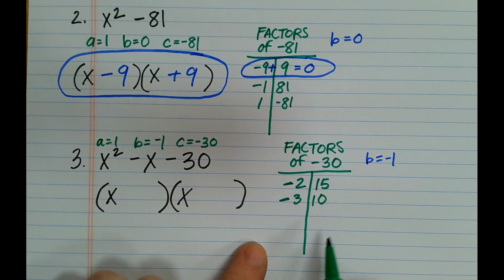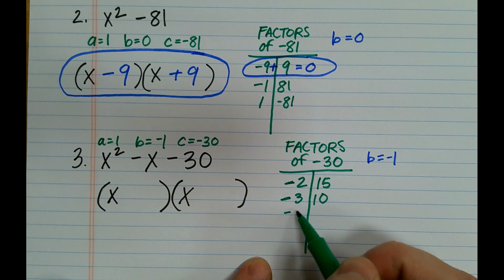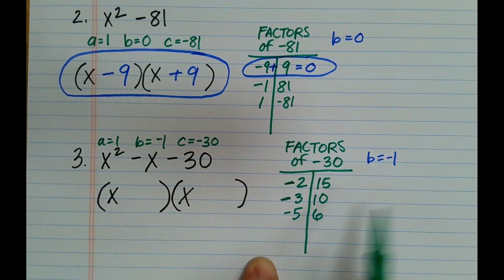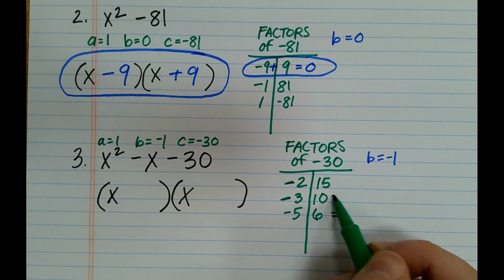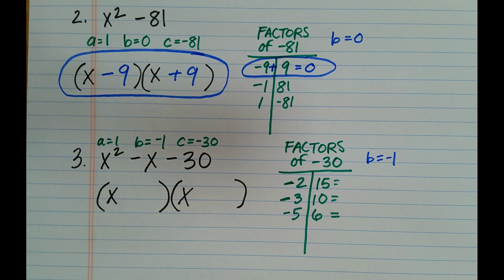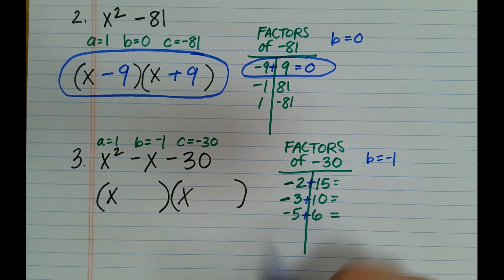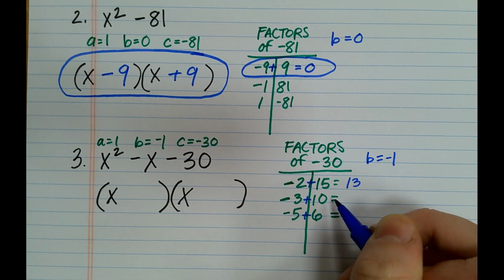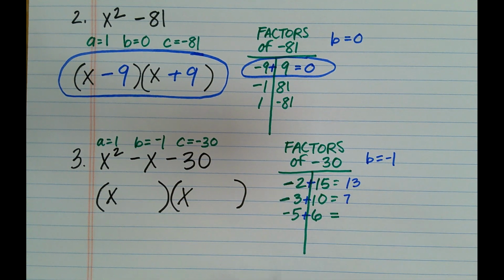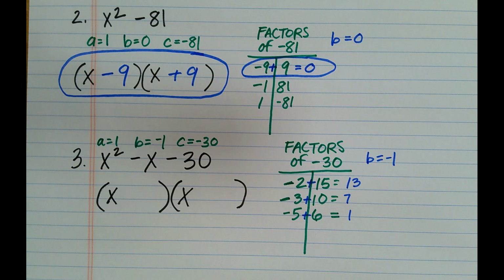Absolutely. Okay, so 2 and 15, 3 and 10, and we've got 5 and 6. There's some. Okay, we could stop there. Let's add. I'm going to say 15 minus 2 is 13. 10 minus 3 is 7. 6 minus 5 is positive 1. So that's why I do it at the end.